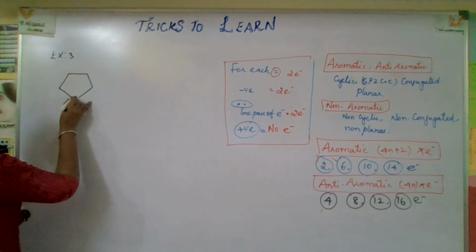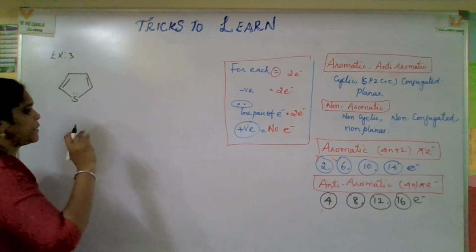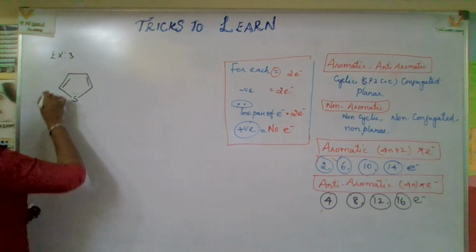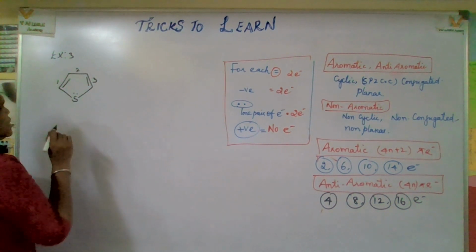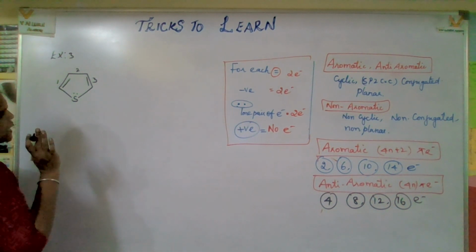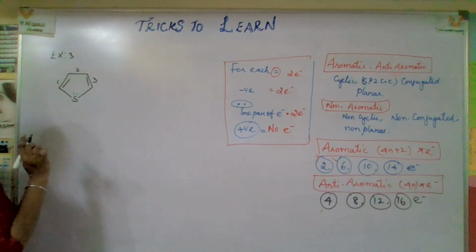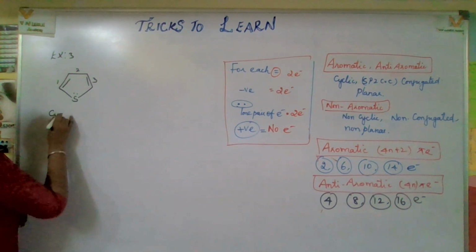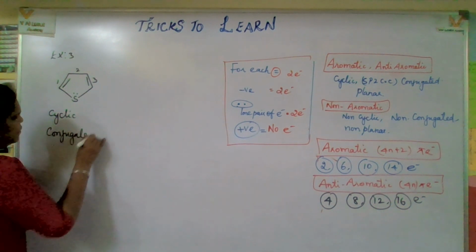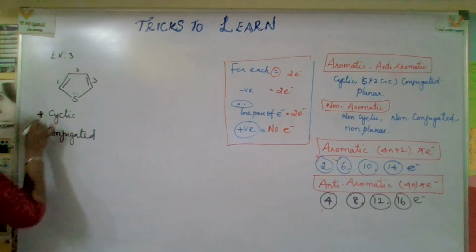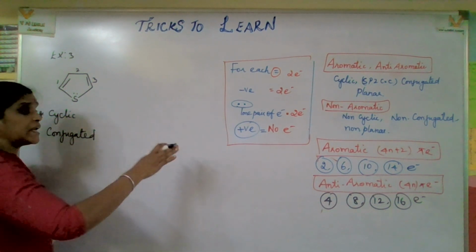Now, in this, the lone pair of electrons is inside. Inside lone pair of electrons means it's valid, we can consider. So here 1, 2, 3 and lone pair of electrons. So it's a conjugated system. Of course, this is a 100% conjugated system. Double bond, single bond, double bond and lone pair of electrons. Yes, now this is cyclic and conjugated. Now we have to check how many electrons are available, whether it is aromatic or anti-aromatic.